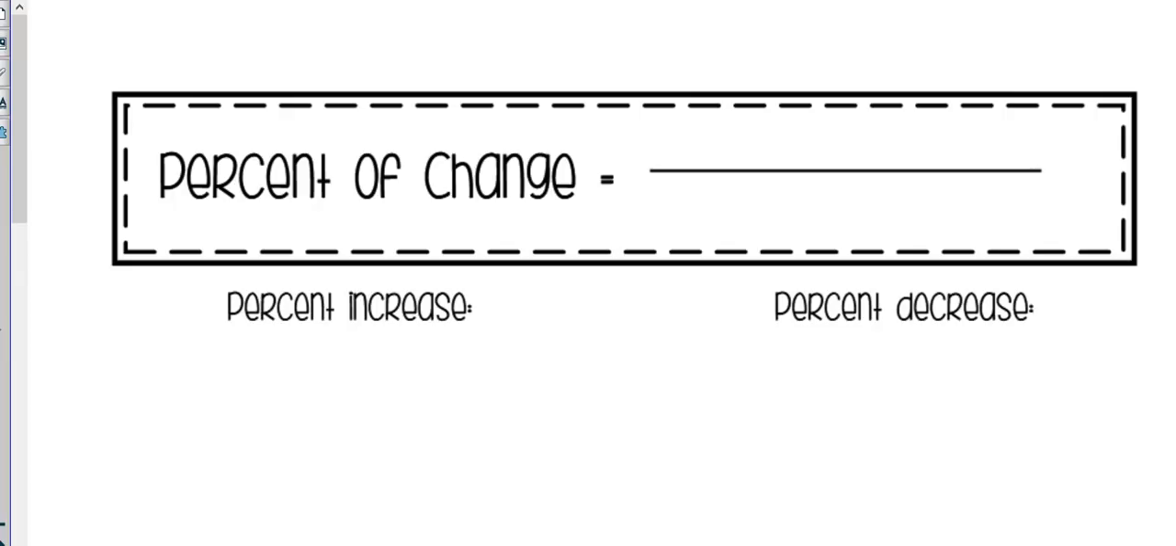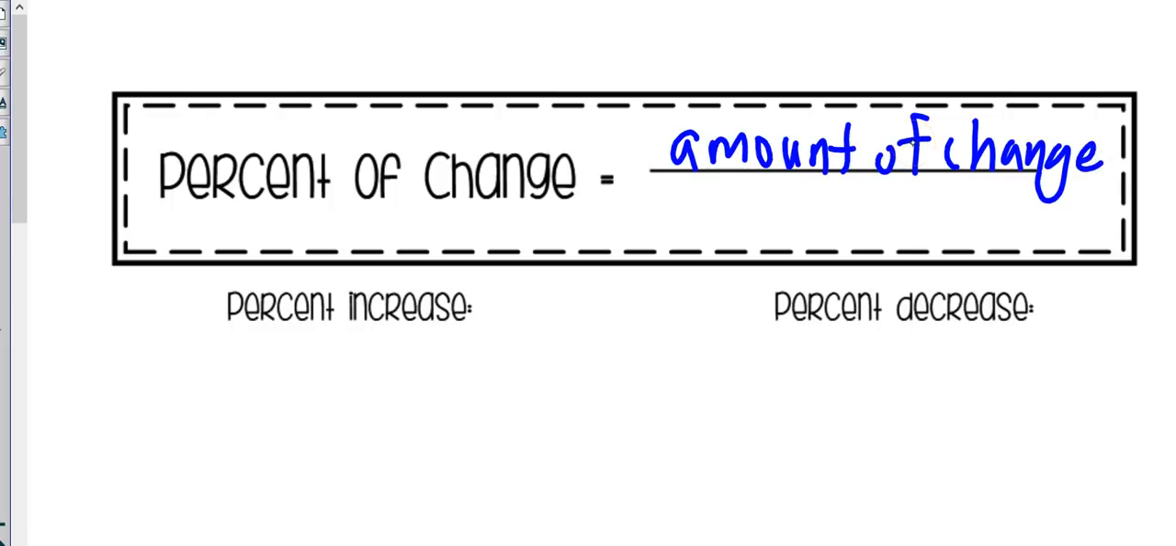Percent of change. So we've been working with percents, percent of a number. We find percent of a number by looking at how a part of a whole compares to a part out of 100, which is a percent. To find percent of change, we calculate the amount of change and we work out the amount of change out of the original amount. We'll see what that means a little more closely in this video.